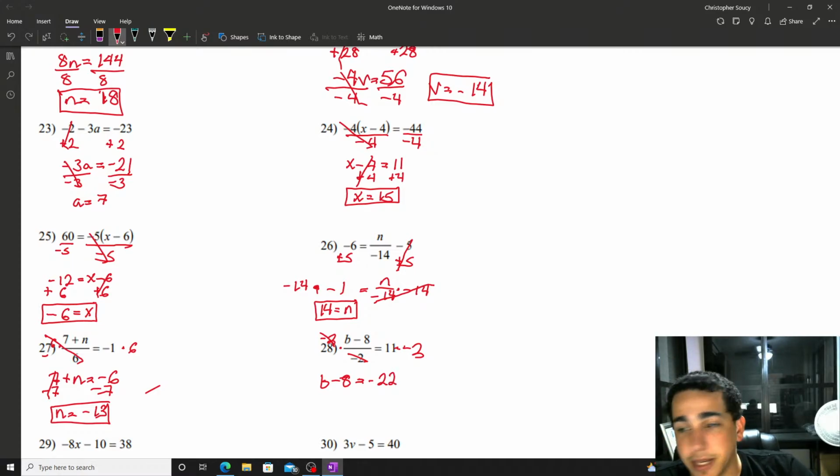The last step to get b by itself is going to be to add 8 to both sides. Negative 22 plus 8 is going to give us negative 14, which is our answer for b.